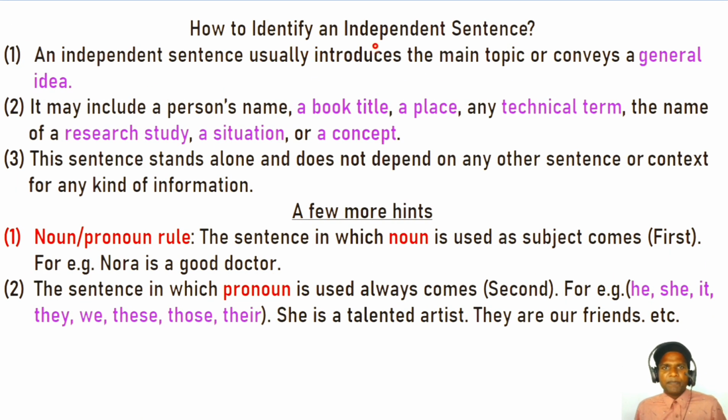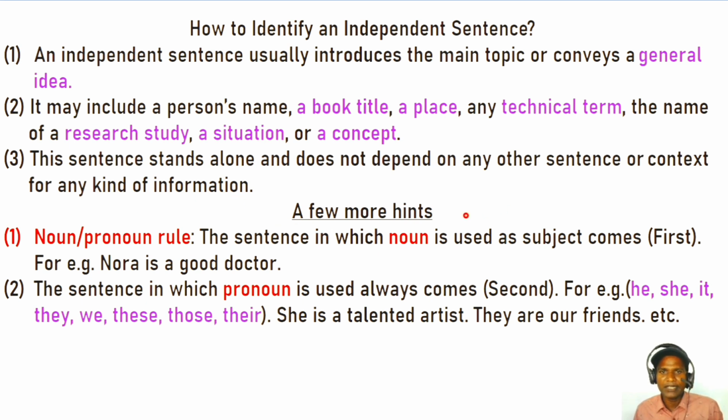How to identify an independent sentence? An independent sentence usually introduces the main topic or conveys a general idea. It may include a person's name, a book title, a place, any technical term, the name of a research study, a situation, or a concept. This sentence stands alone and does not depend on any other sentence or context for any kind of information.